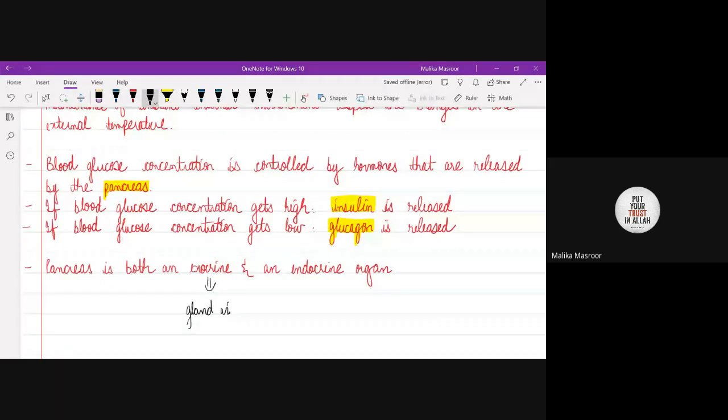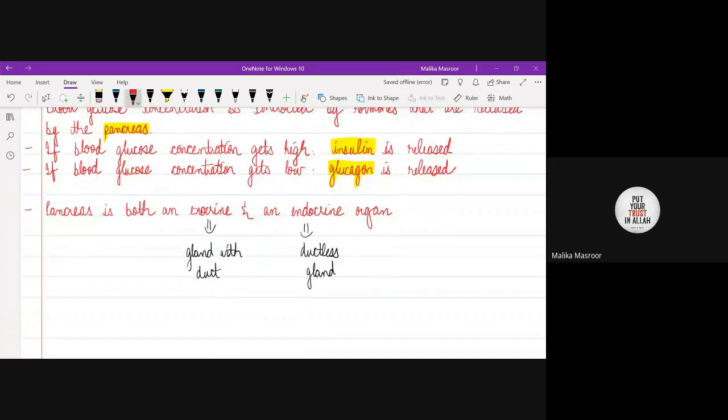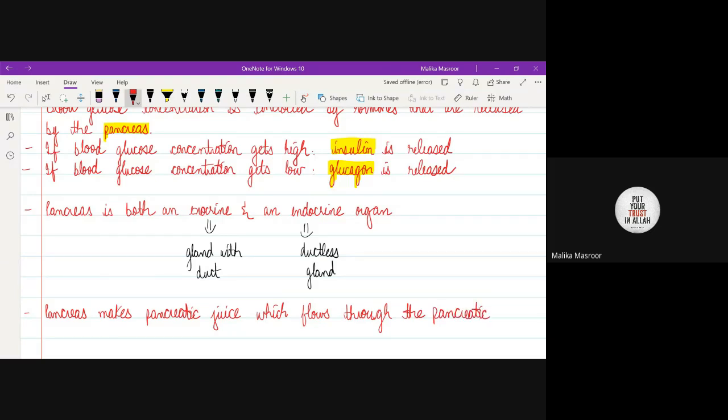Endocrine, on the other hand, is a ductless gland. So it plays both roles. The pancreas basically makes your pancreatic juice, which flows through the pancreatic duct into the duodenum.